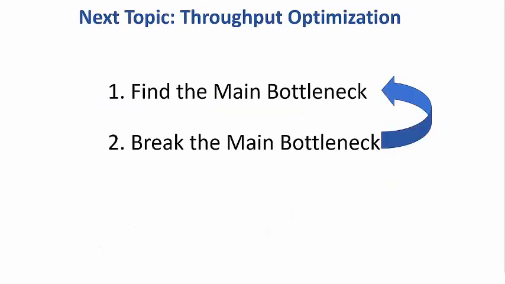The goal of most simulations is to increase throughput, often expressed as jobs per hour, jobs per day, etc. A two-step process is repeated until the desired goal is met. The first step is to locate the main bottleneck. The next step is to break the bottleneck with what-if experiments.